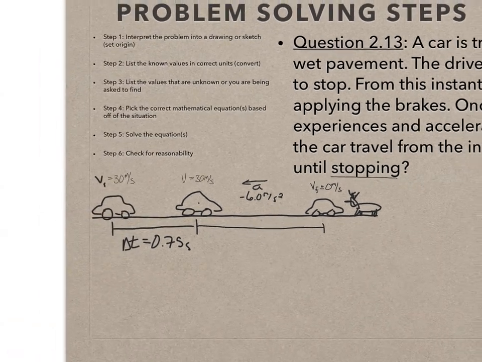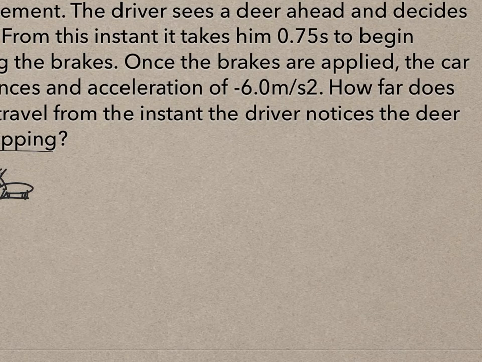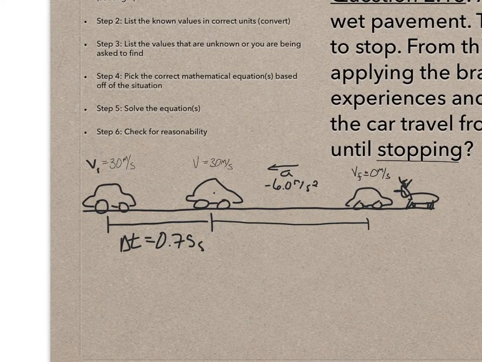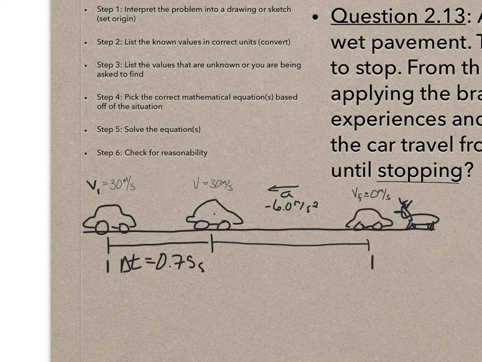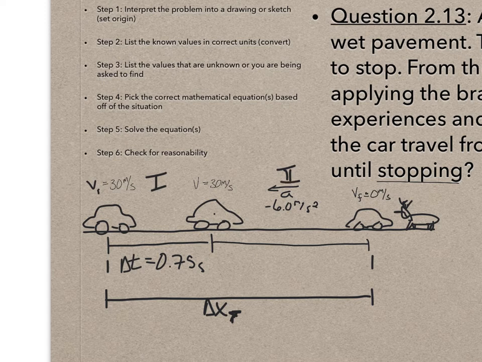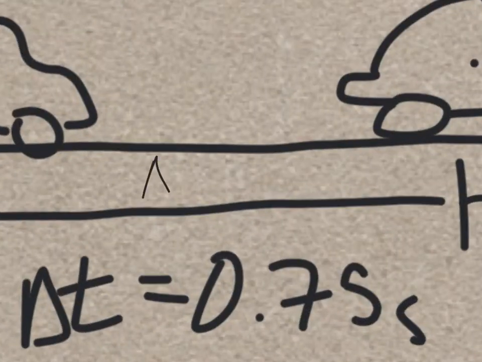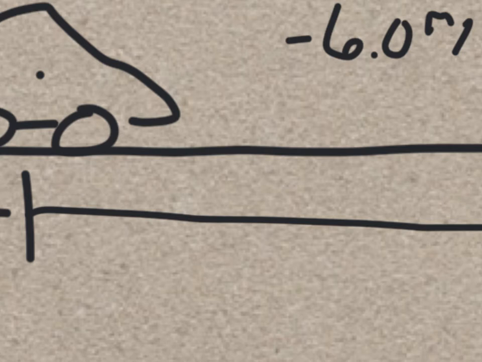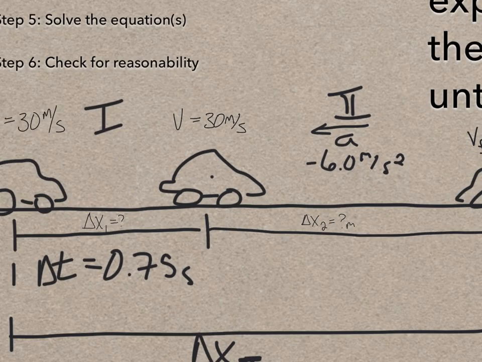So now I zoom out. The question is asking me, how far does a car travel from the instant the driver sees a deer, which is here, to where it stops? So I need to find this entire displacement, delta x, and I'll put a t there for total. Delta x total. I'm going to call this phase 1 and this phase 2. If I want to find that total distance, I need to find the distance for each one. So I need to find this delta x1 equals what? And this delta x2 equals what? And eventually, I'll have to put those together and find that total delta x.